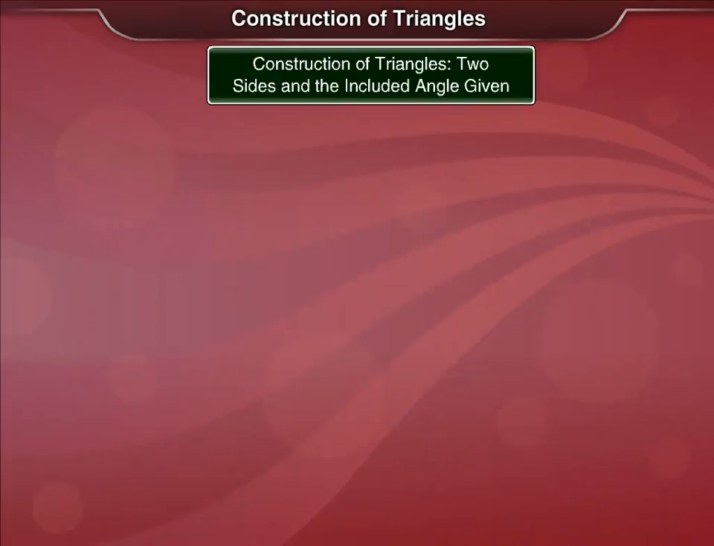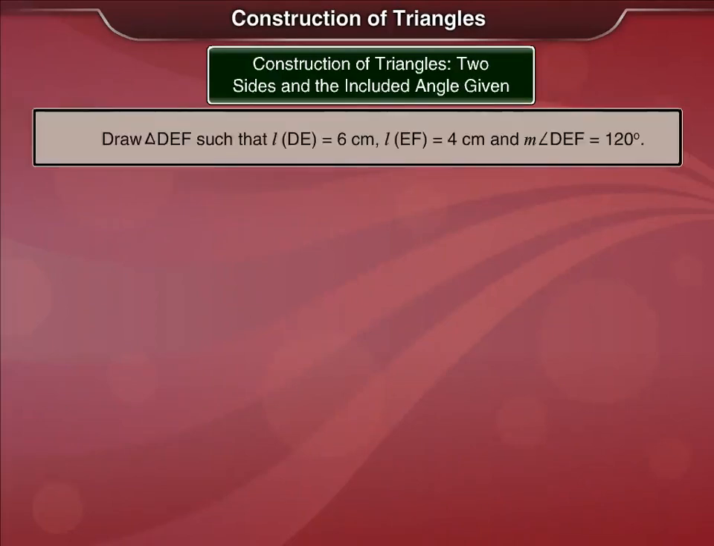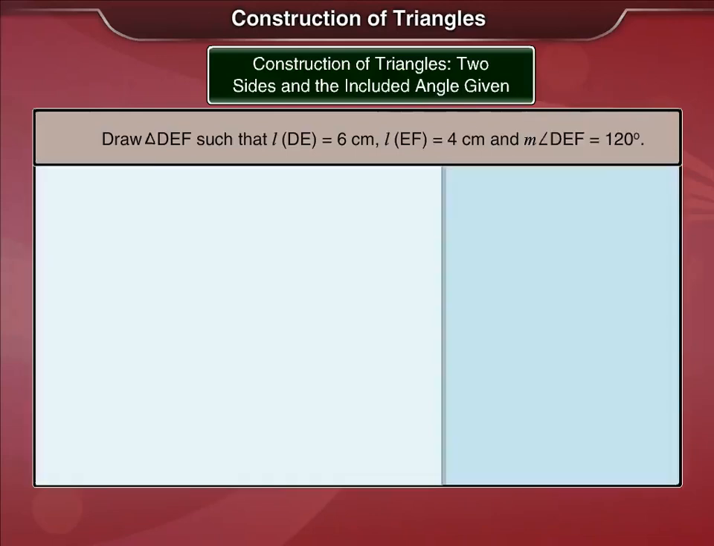We have to construct triangle DEF such that length of side DE is 6 centimeters. The length of side EF is 4 centimeters and angle DEF measures 120 degrees. Let's start constructing the triangle. Using a scale, draw segment EF of length 4 centimeters.